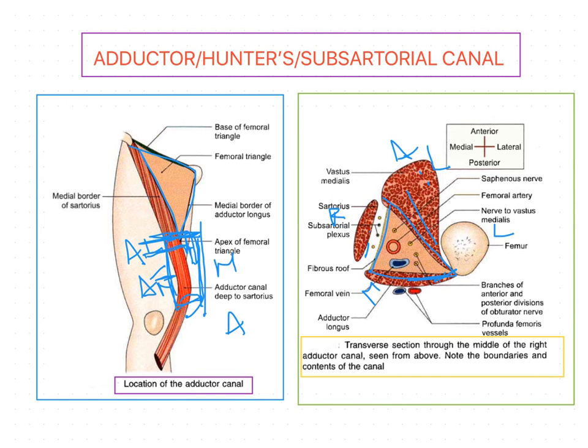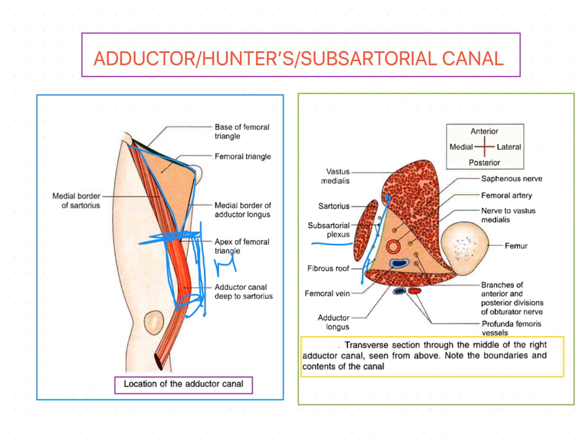Now we will see the medial wall. The medial wall or roof is formed by a strong fibrous membrane joining the anterolateral and posteromedial walls. Normally a fibrous membrane is present, and this roof is overlapped by the sartorius muscle. Okay, and now the subsartorial plexus.